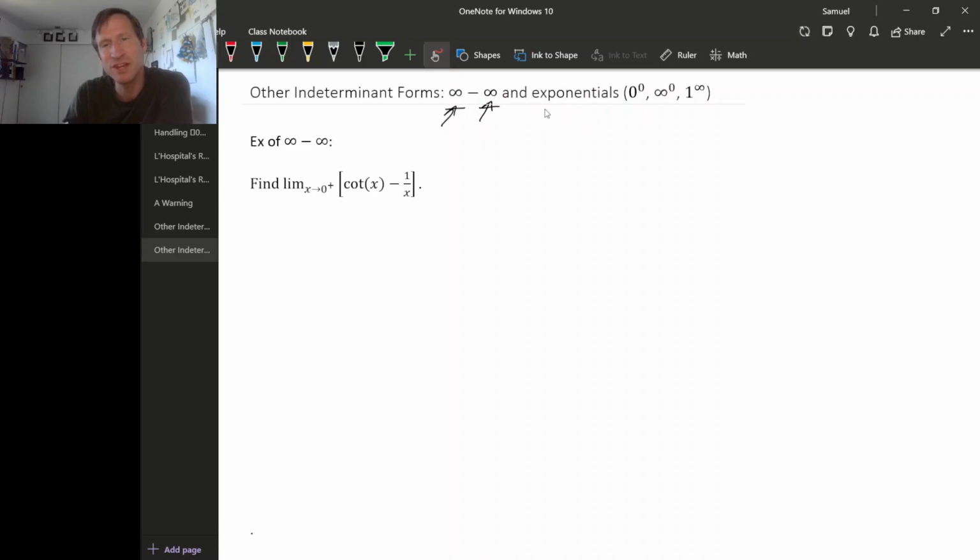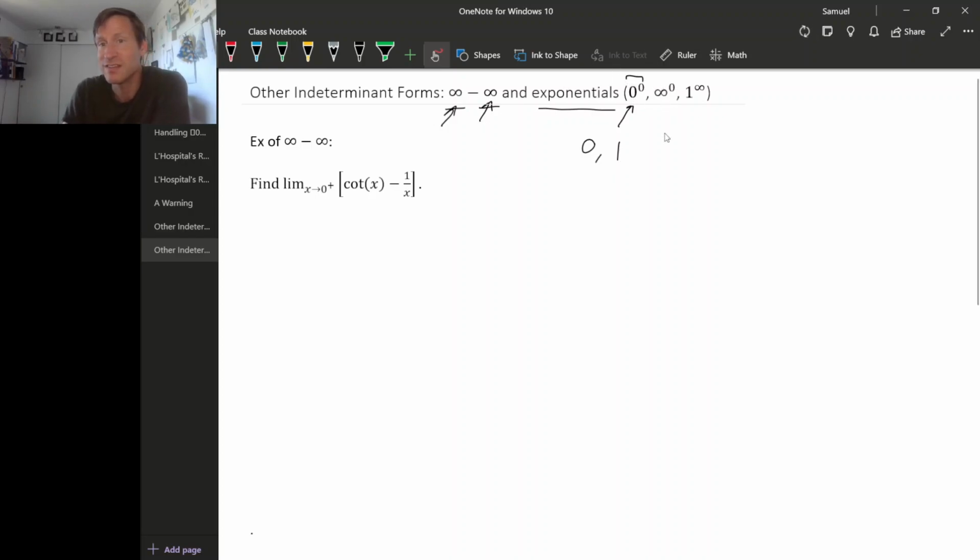The other indeterminate form is actually three different indeterminate forms that all involve exponentials. So 0 to the 0, infinity to the 0, and 1 to the infinity. And these are all indeterminate because you can't tell which one wins, the base or the exponent. In the case of 0 to the 0, since the base is going to 0, that wants to make this whole thing 0. But since the exponent is going to 0, that wants to make this whole thing 1. So you can't tell which one wins. Is it going to end up close to 0 or close to 1? Or maybe somewhere in between. We can't tell. So this is indeterminate.